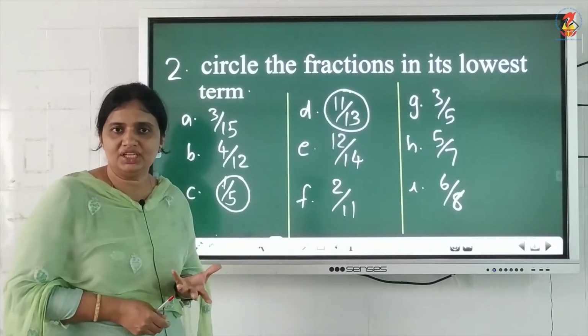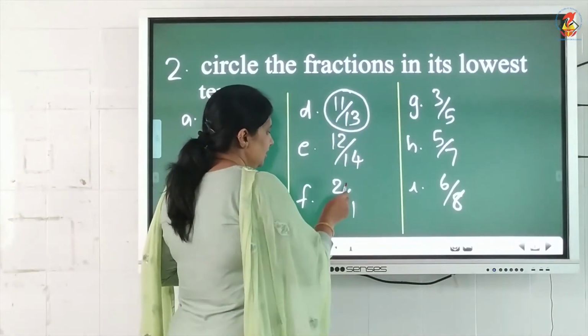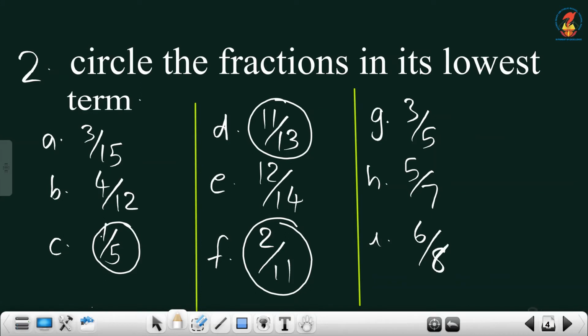2 is the common factor there, right? It is not 1. That's why it is not in the lowest term. But what about 2 by 11? That is in the lowest term, because the common factor between numerator and denominator is 1 only. And 3 by 5, here also the common factor is 1. That's why it is in the lowest term.